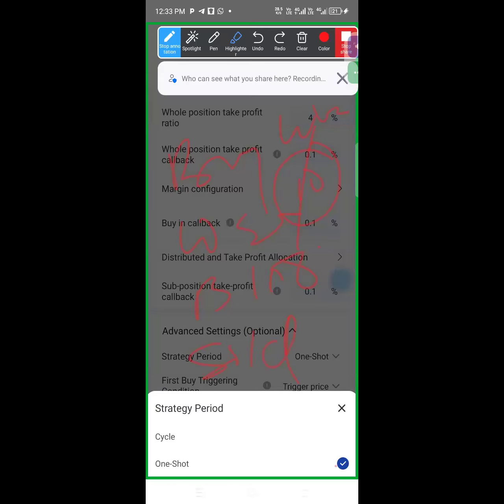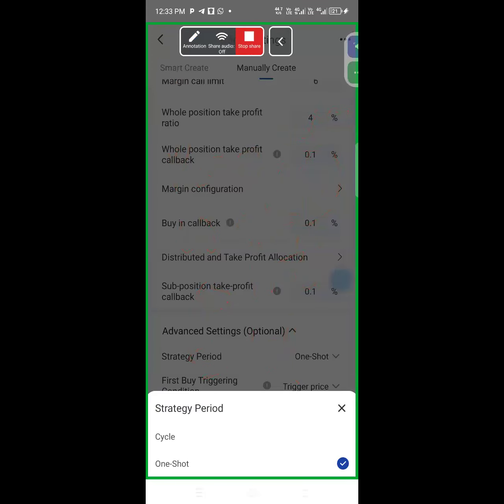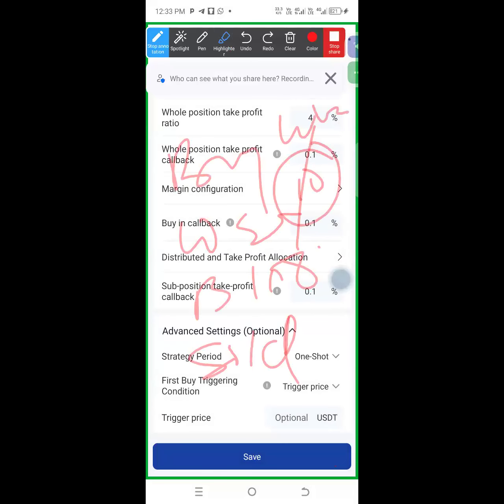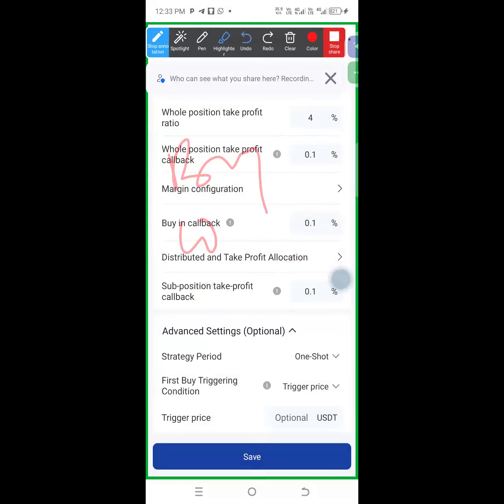So you place it in one shot. Hope you get this part. Now come to trigger price. When we use trigger price, just like you are talking about market price, when we talk of trigger price, that is a price at which the trade will be bought.